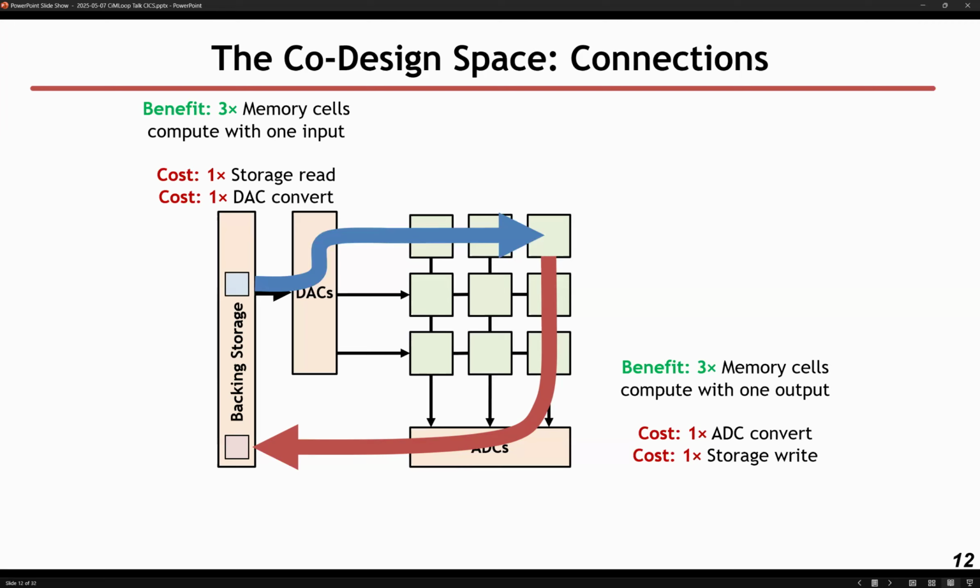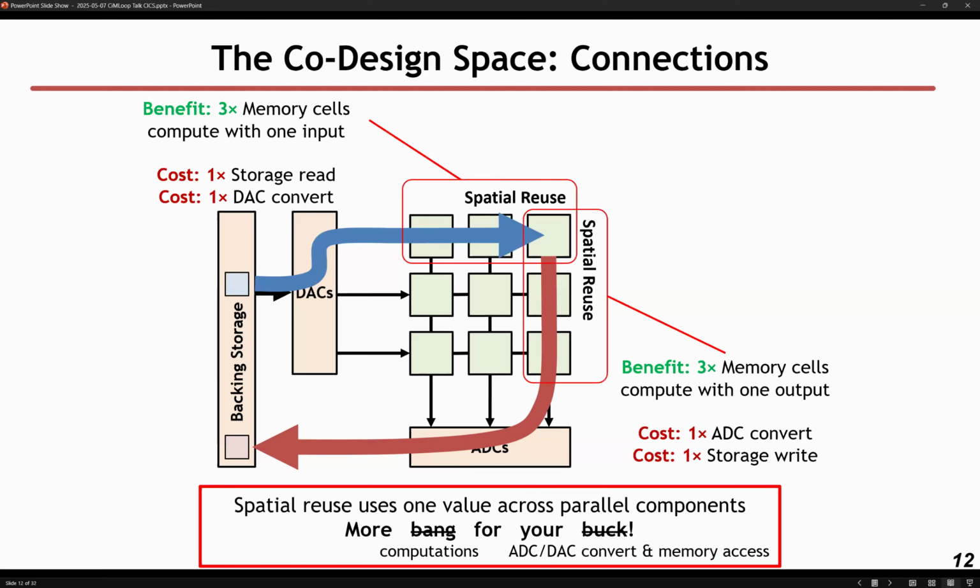Where do these benefit and costs actually come from? Well, it's reuse. When we reuse one value across multiple parallel components, we get more bang for our buck. Here we'll use spatial reuse, where one value is used across multiple different memory cells, performing multiple different computations, ultimately for only 1 storage read.